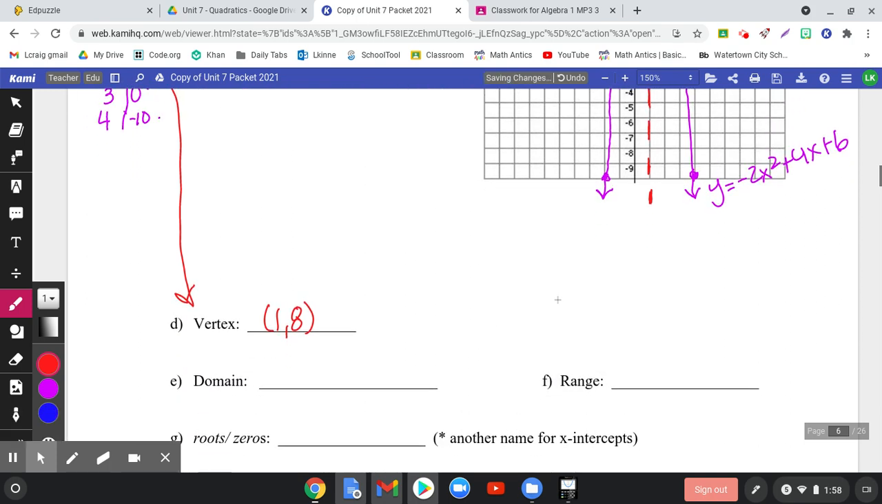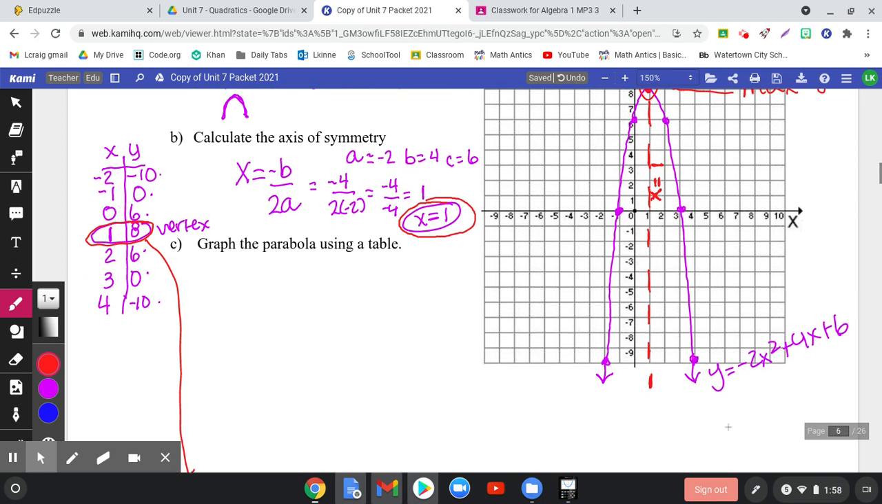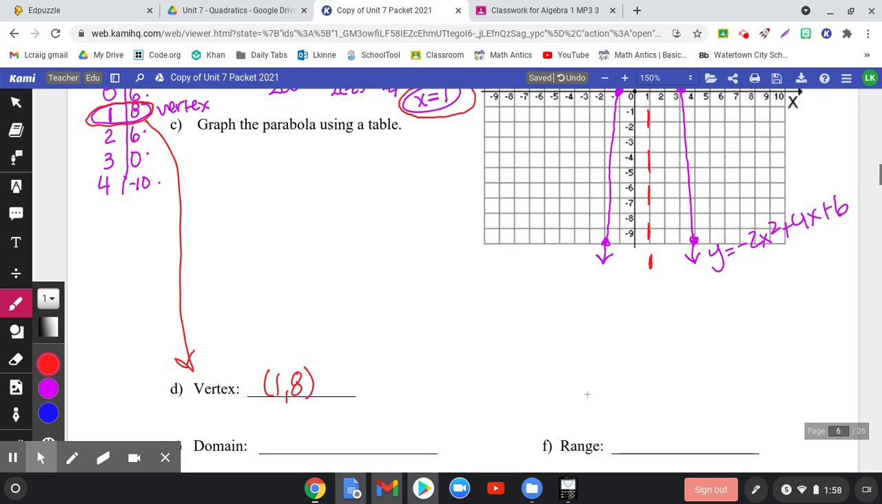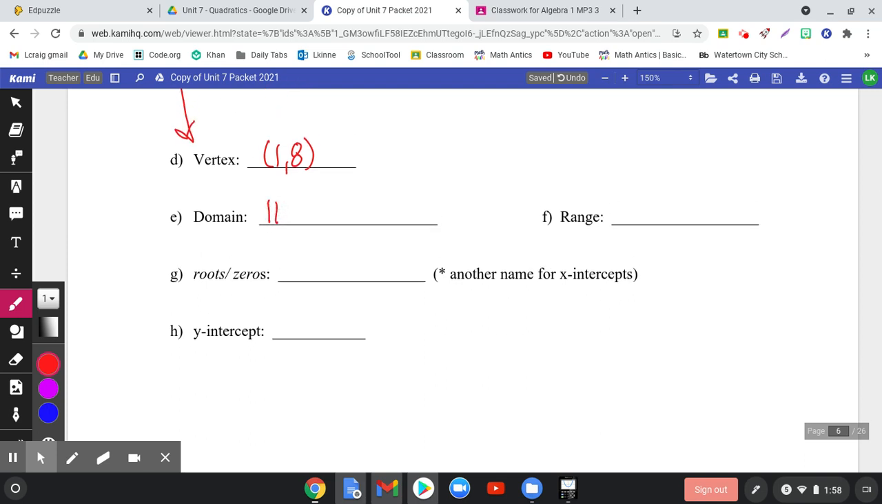All right, your domain, remember that's your x's being used. This graph's going to get wider and wider and wider as it goes. You're always going to use all the x's. So your domain is all real numbers, and you can use just a capital R, or you could say all real numbers, or you could say it goes from negative infinity to positive infinity for your x's.